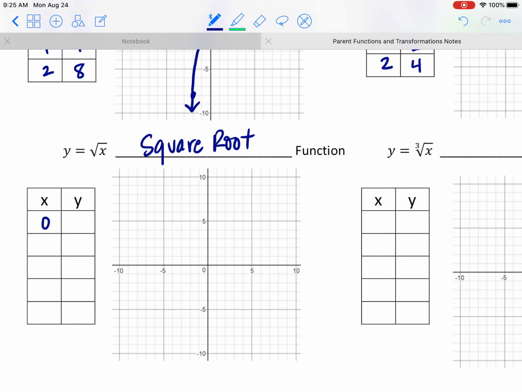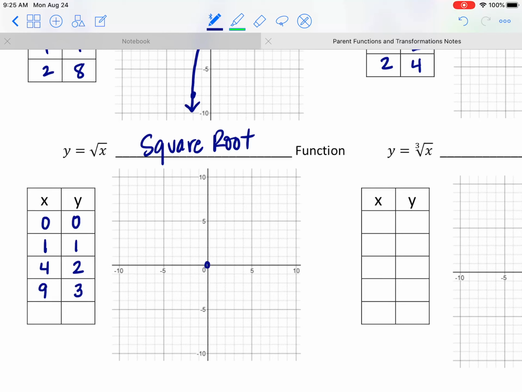So square root of 0 is 0. I can also square root 1 and get 1. Now I could put 2 in my table, but the square root of 2 is a decimal, and I don't want to have to graph that. Same with 3, which means I'm going to skip to 4, and the square root of 4 is going to be 2. And then I'm going to skip to 9. The square root of 9 is going to be 3, and that's probably good enough to make our picture.